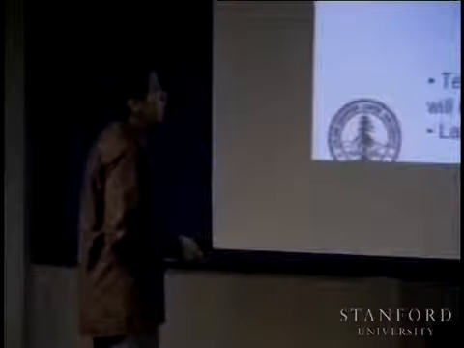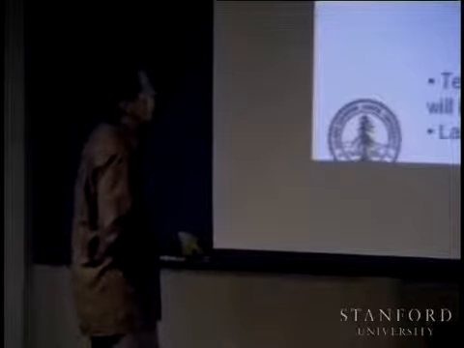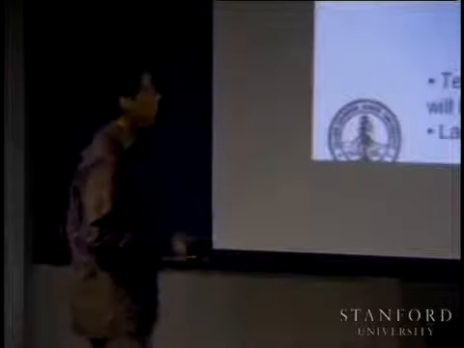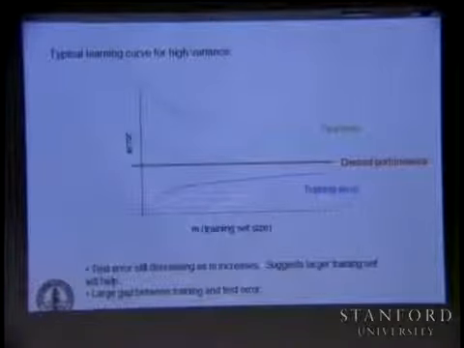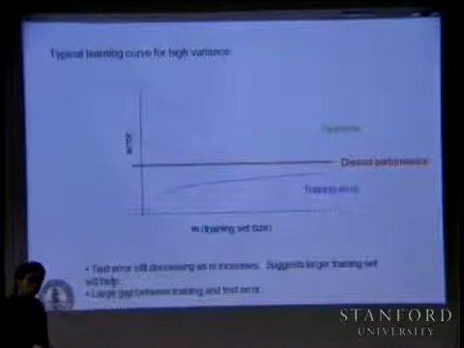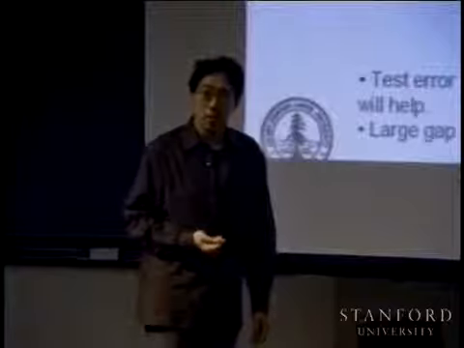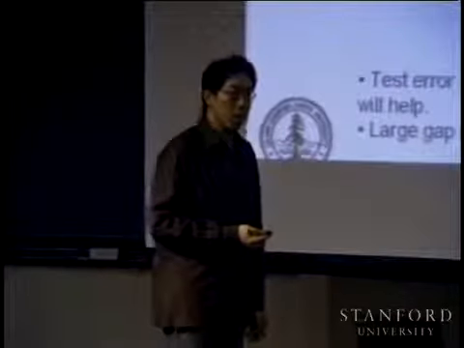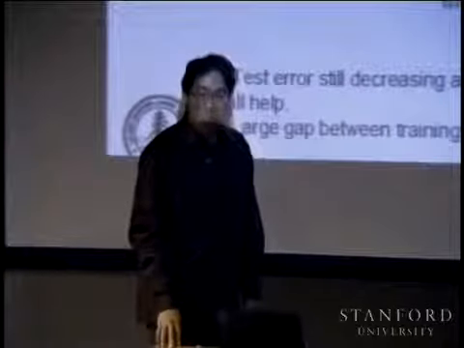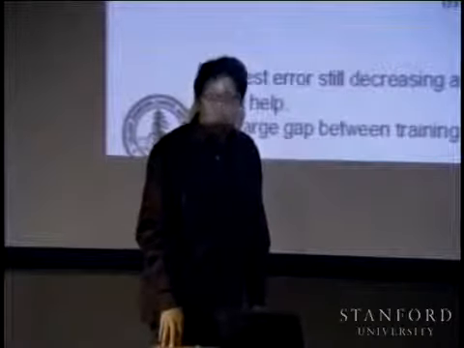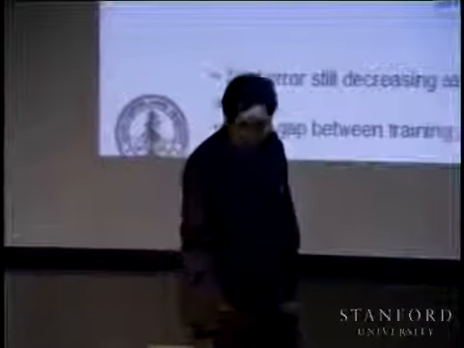And so another diagnostic for high variance, and the one that I tend to use more, is to just look at training versus test error. If there's a large gap between them, then this suggests that getting more training data may help close that gap. Okay? So this is what the cartoon looks like in the case of high variance.